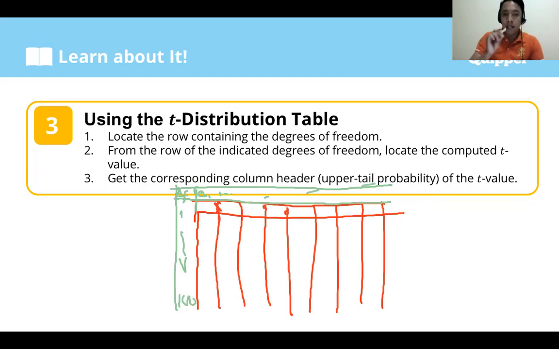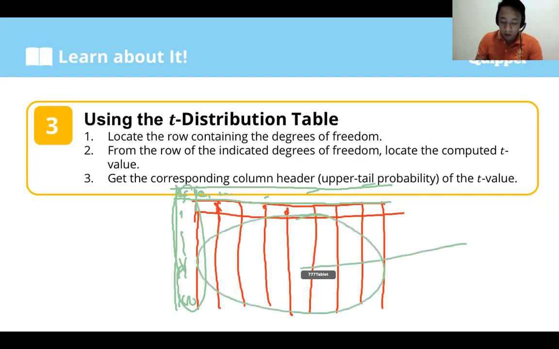So, for example, we need to find first 19. So, tingnan natin sa DF, asan yung 19? So, for example, 19 is here. Okay, next one. From that row of the indicated degrees of freedom, locate the computed t-value. So, ano yung nakuha mo sa t-value? For example, nakuha mo is 1.96. So, you need to find it here.